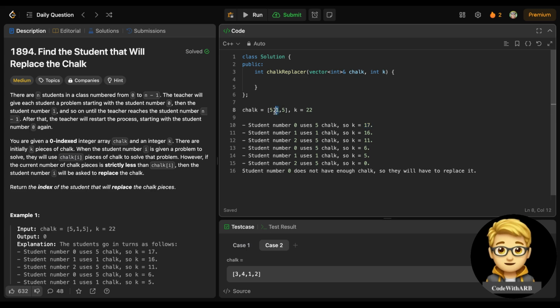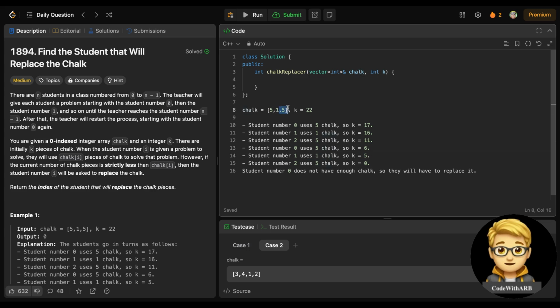Then we will go to student number 1. It will take 1 chalk to solve that problem, so k will be 60. Now student number 2 will use 5 chalk. Now k becomes 11 after student 2. It will repeat the same process. Now again the teacher goes to the 0th student and assigns the question. We check whether this 5 is less than this 11 or not. Yes, it is, which means he can solve the question. So it will use 5 chalk, remaining will be 6. Same for student 1, it uses 1 chalk, remaining will be 5.